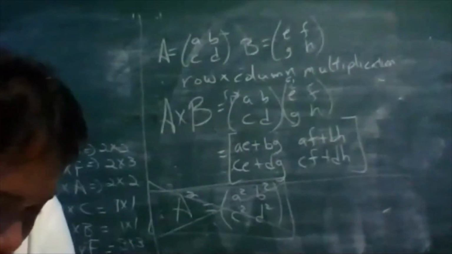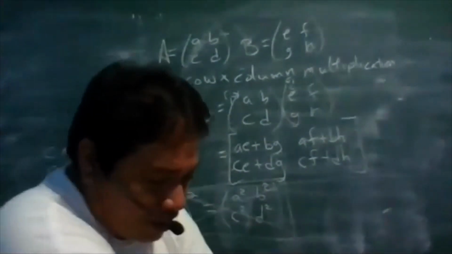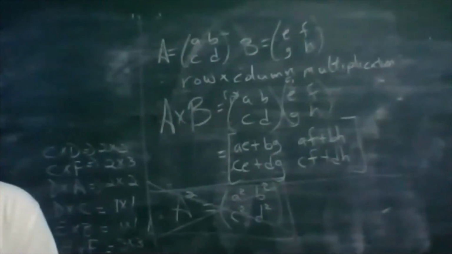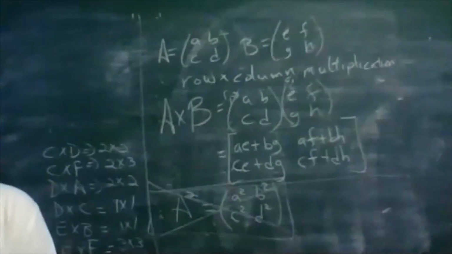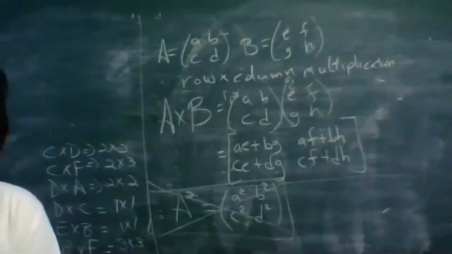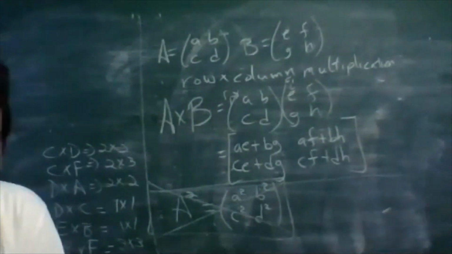Okay? So it's a very tedious process. Matrix multiplication is probably the hardest section of matrices. And you use it over and over again. Questions?